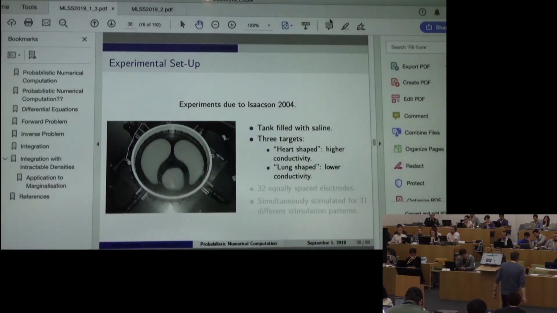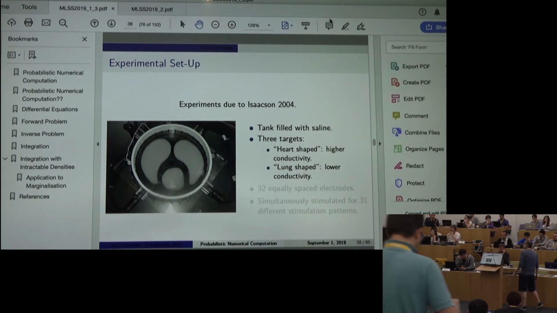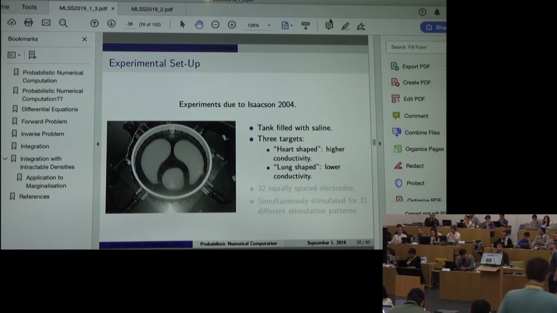So here's the experimental setup. It looks like a big cooking pot with 3 bits of fat in it. In essence we've got this saline tank, and we have these 3 objects, and they've been fashioned to look like a pair of lungs and a heart.